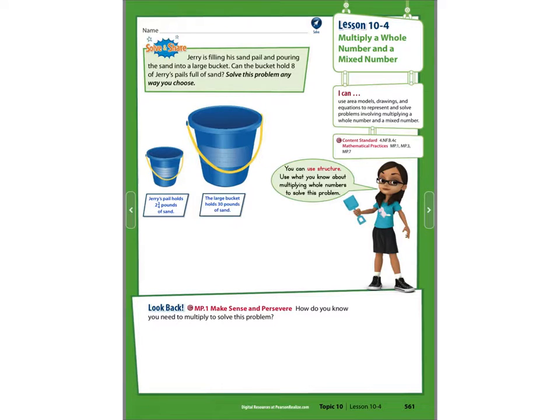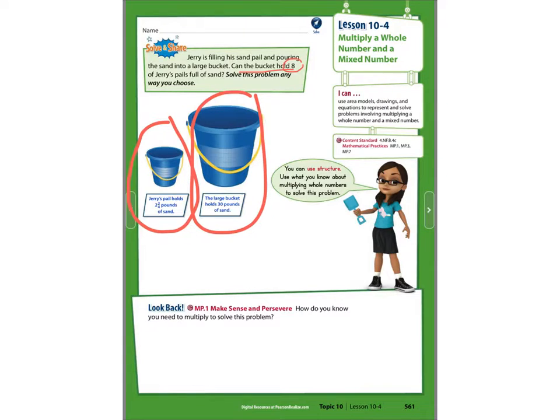Alright, so let's take a look at our problem. Jerry is filling his sand pail and pouring the sand into a large bucket. And we see a small pail and then a larger bucket. And at the bottom of those models, we see some values. So I see 2 3/4, and I see that the large bucket holds 30 pounds. So those are some values I need to keep in mind. Here comes my question. Can the bucket hold 8 of Jerry's pails full of sand?